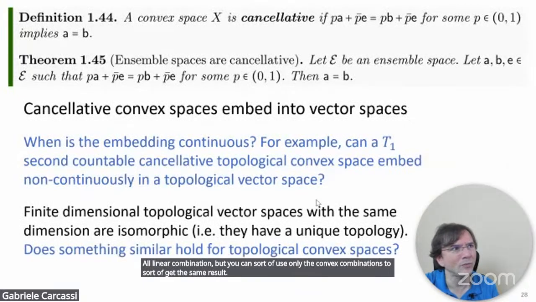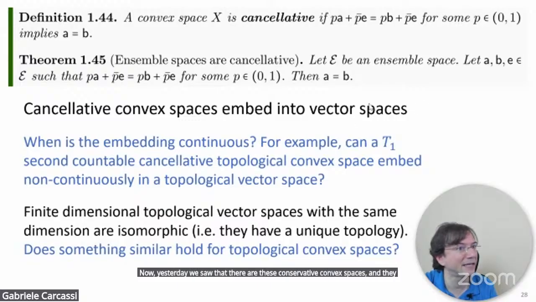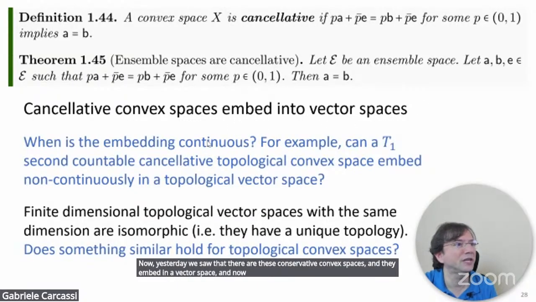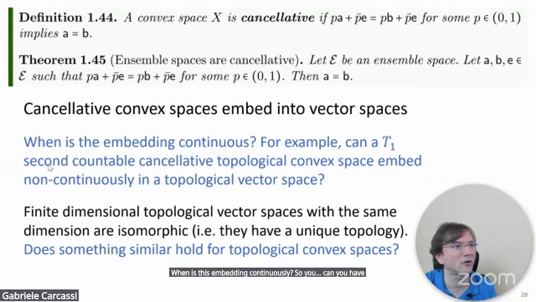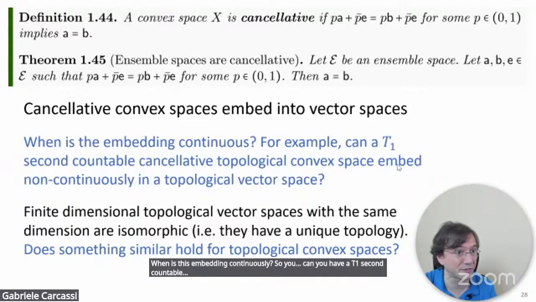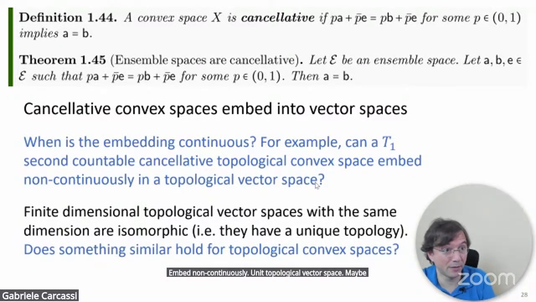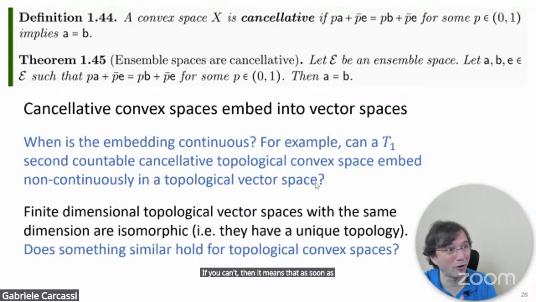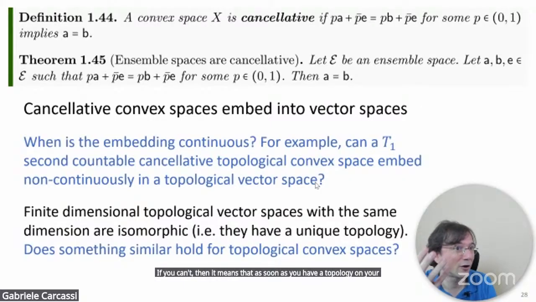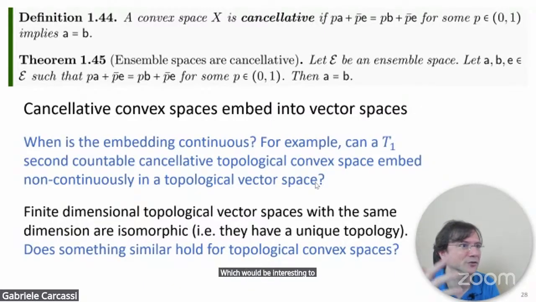Now, yesterday we saw that there are these conservative convex spaces, and they embed in a vector space. And now the question is, when is this embedding continuous? So can you have a T1 second countable cancellative topological convex space embed non-continuously in a topological vector space? Maybe you can, maybe you can't. If you can't, then it means that as soon as you have a topology on your convex space, and you know that the convex space embeds in a vector space, then you already have a unique topology over there, which would be interesting to know whether that is true or not.